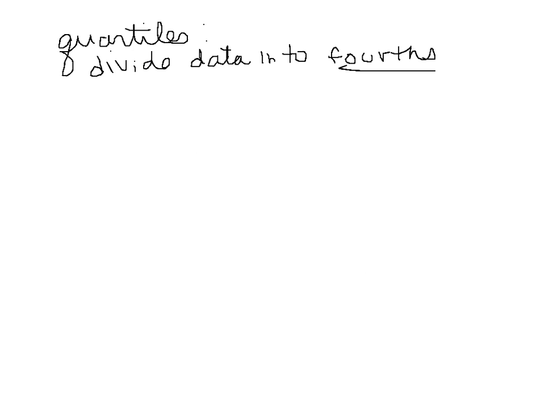The median divides your data in half. Quartiles divide the data into fourths. And so the first quartile is going to be 4. The second quartile is simply the median, which is 8. And the third quartile is 17. In other words, 1/4 of the data is above 17. 3/4 of the data is below 17.